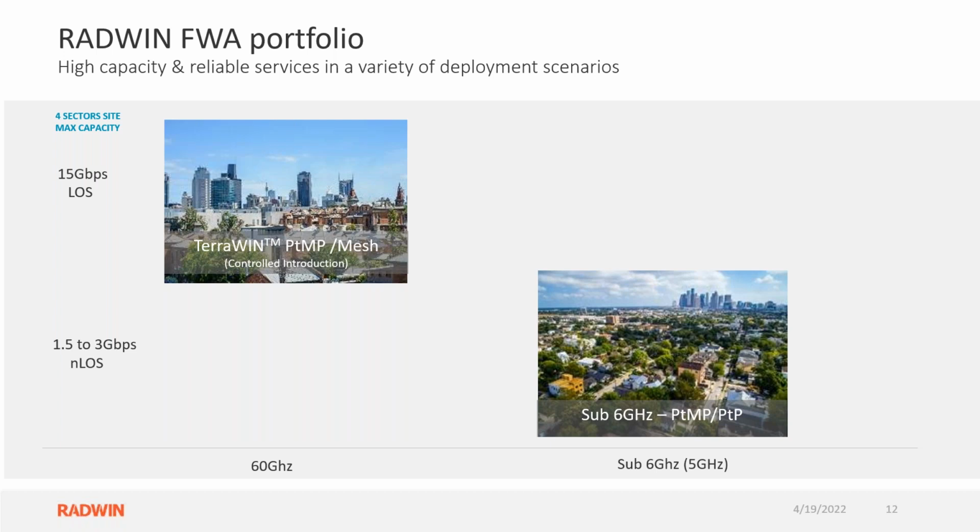For most of the ISPs that we deal with, the most popular product is going to be in the sub 6 gigahertz platform. That's the 5.2, 5.4, 5.7, 5.8 range in point to multipoint. And from that product line, we can do anywhere from 1.5 to 3 gigabits per second per access point. So again, we have the ability to take those higher data rates.